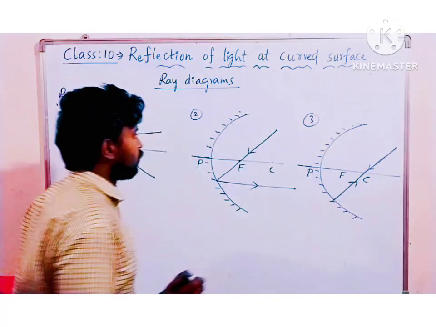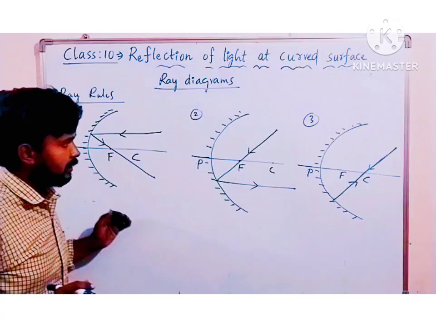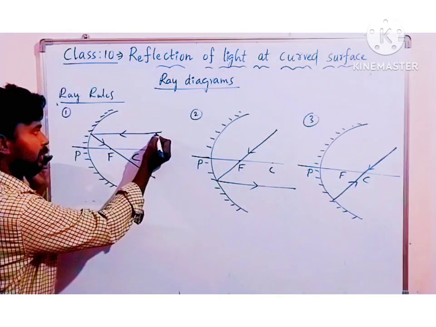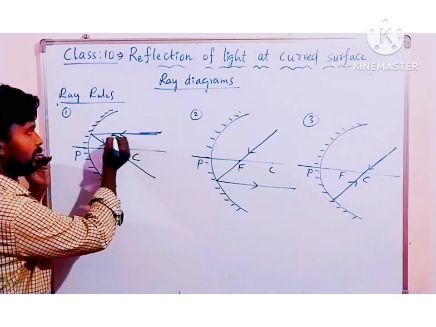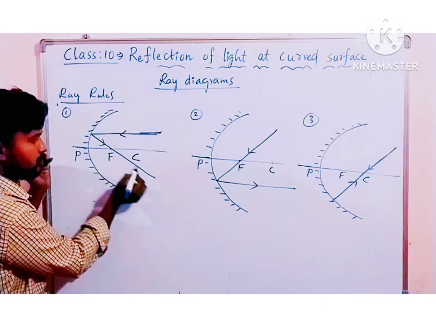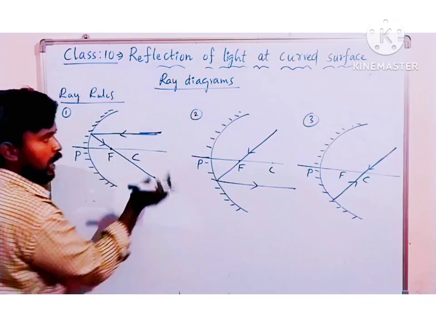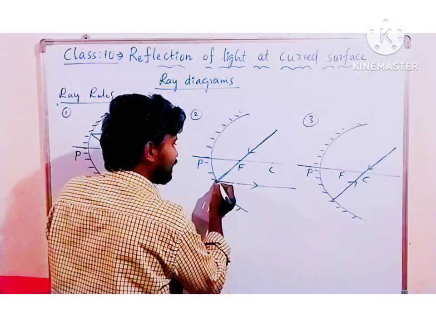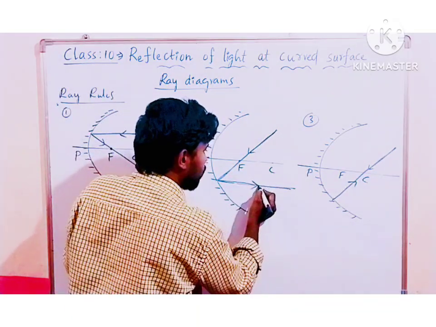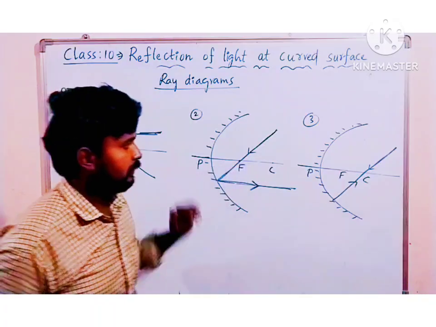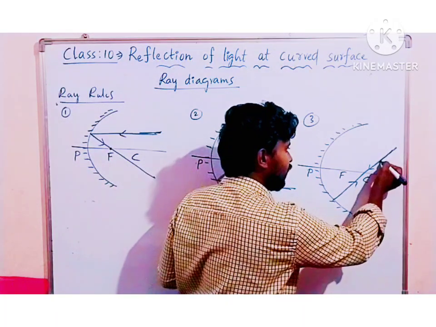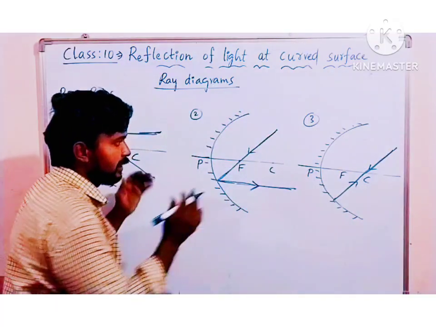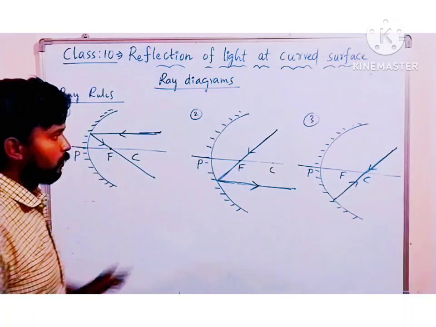To understand the ray diagrams, we first have to understand the ray rules. Simply, when a light ray comes parallel to the principal axis, after reflection it moves through the focus. Opposite, second one: when a light ray passes through the focus, after reflection it moves parallel to the principal axis. Next, when a light ray passes through the center of curvature, after reflection it returns along the same path. That is rule 3.